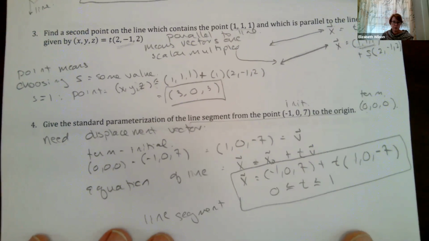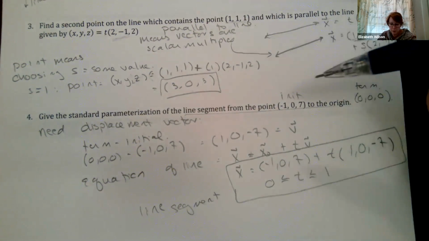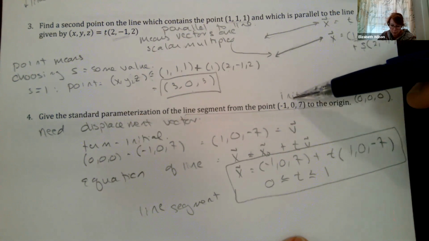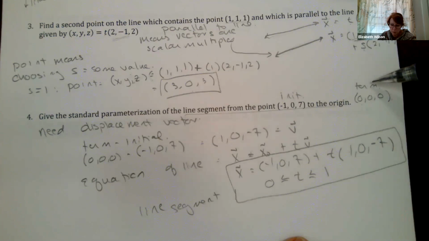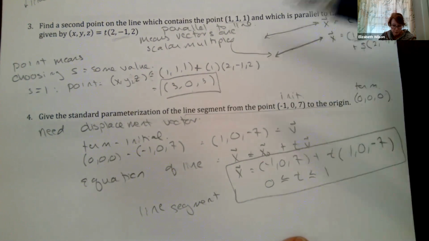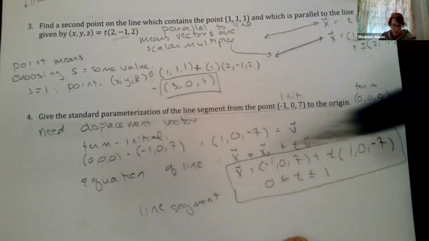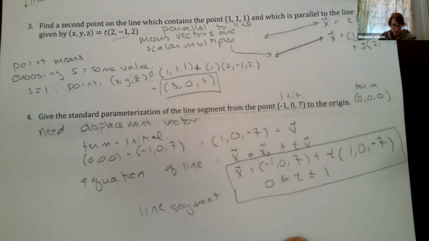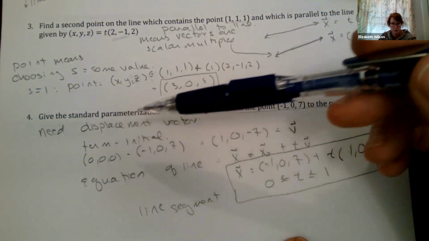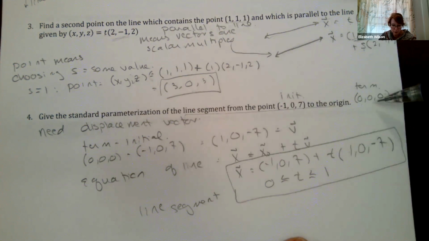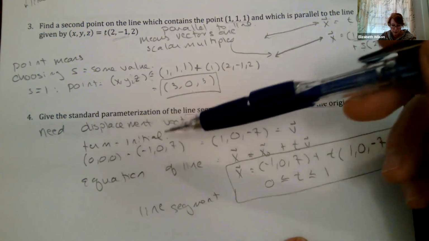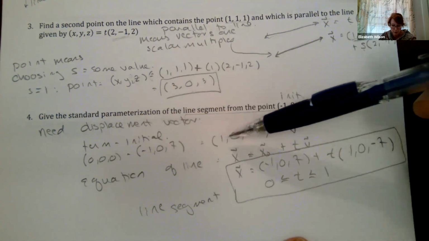Okay, so on this one, question 4, doing a line segment from the point (-1, 0, 7) to the point (0, 0, 0). That's the origin. I need a displacement vector. They want a line's parameterization, so this is going to be our vector equation. Remember, our displacement vector is terminal minus initial. So I subtract them and I get (1, 0, -7).